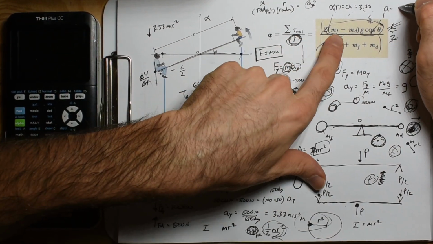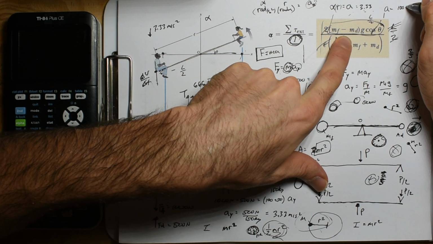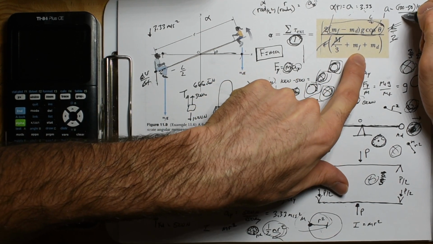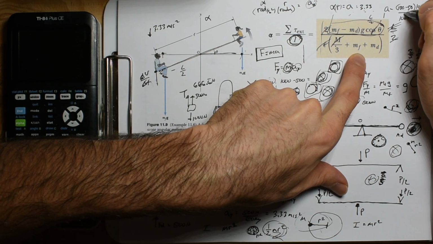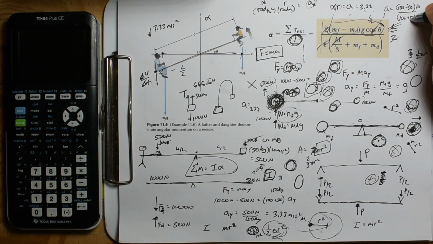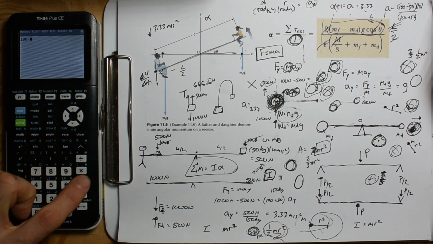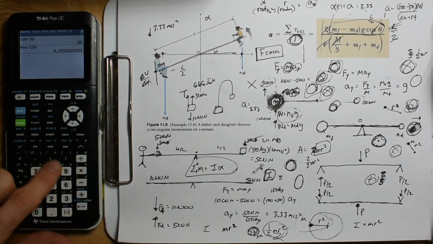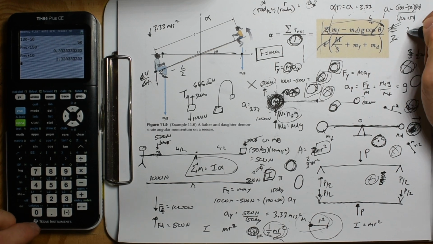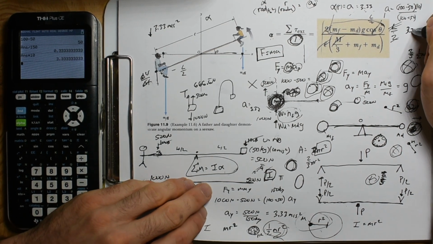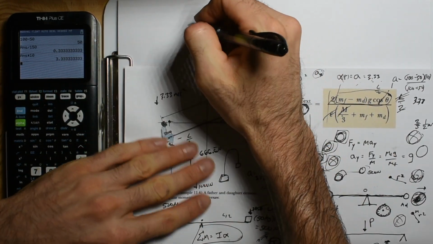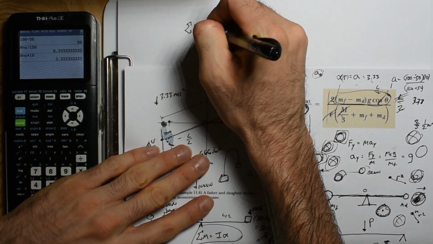So we're going to get acceleration is mass of the father, 100 minus 50, times gravity, 10, divided by mass of the father, 100 plus 50, and we've seen this before. It's going to be 50 divided by 150 times 10, and that's going to be 3.33. So 100 minus 50 divided by 150, times 10, is 3.33.